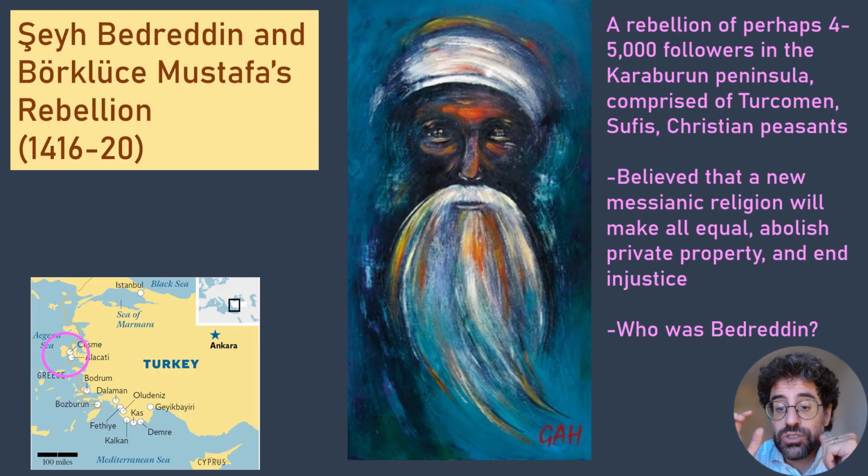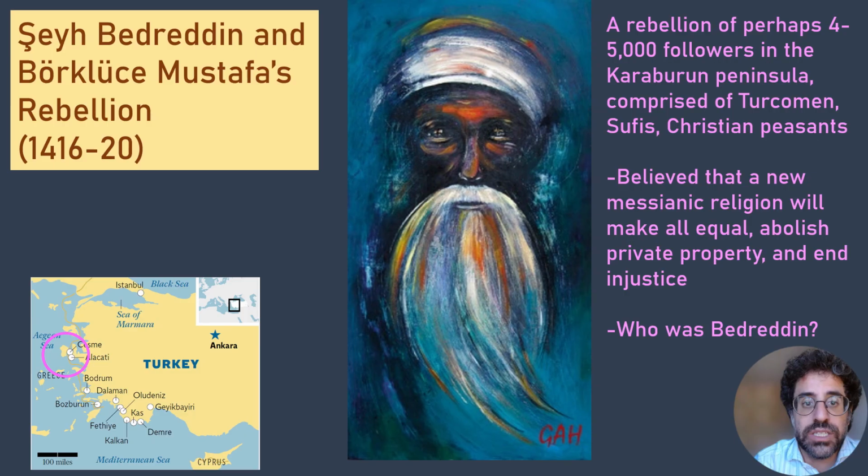1416, 1420. What's interesting about the rebellion is a few things here. One is that they have 4,000 to 5,000 people in this Karaburun Peninsula, but they really bring together a new coalition of people. They have Turkmen, so nomadic Turks. They have Sufis, they have frontier warriors, and they have Christian peasants, right? So they have a whole mix of all these different people who are finding a message in Şeyh Bedreddin. And Şeyh Bedreddin is in some ways also himself an interesting figure. He is the son of a frontier warrior, and his mother was a Byzantine or a local Christian lord's daughter, and he himself was basically one of these Sufi sheikhs on the frontier.